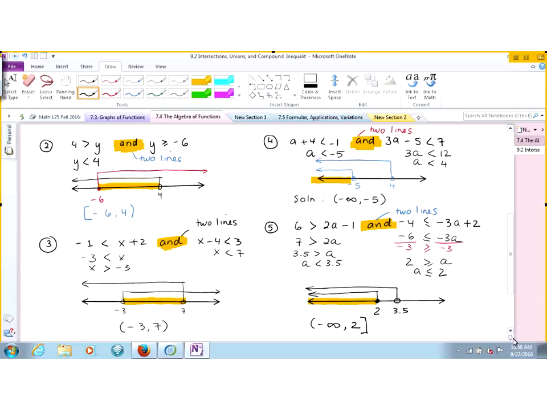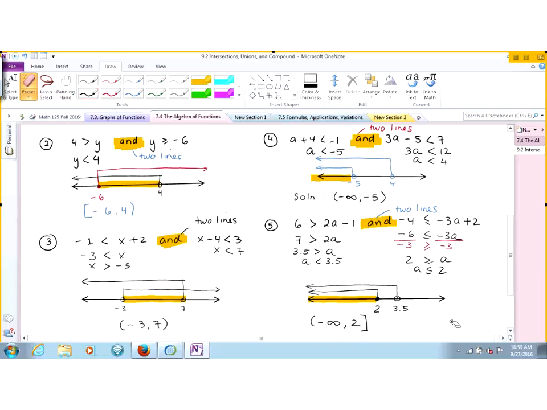Now, this is not bad as long as you remember that "and" means 2 lines. If you have 2 inequalities with "and," it means you need to have 2 lines on top. It doesn't matter where the arrow points, you need 2 lines. What if there are no 2 lines? For example, if you have something pointing to the right here and something pointing to the left, and you have "and," do any points have 2 lines on top? No, so there is no solution.